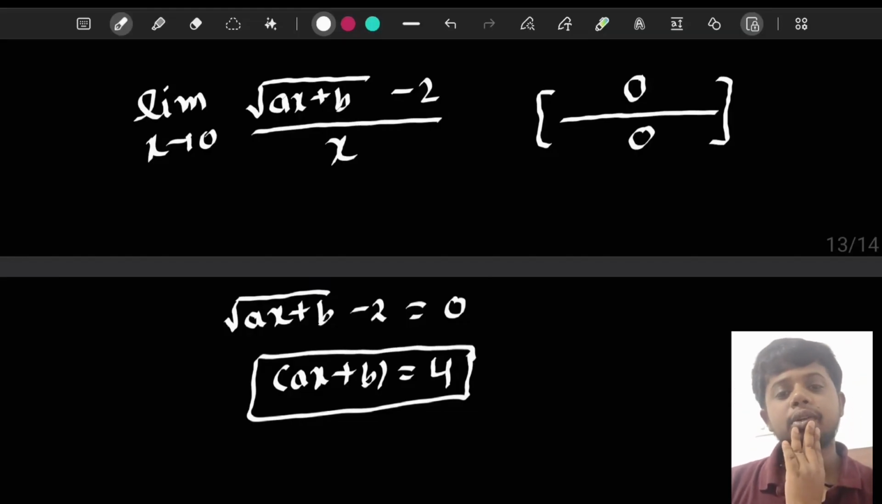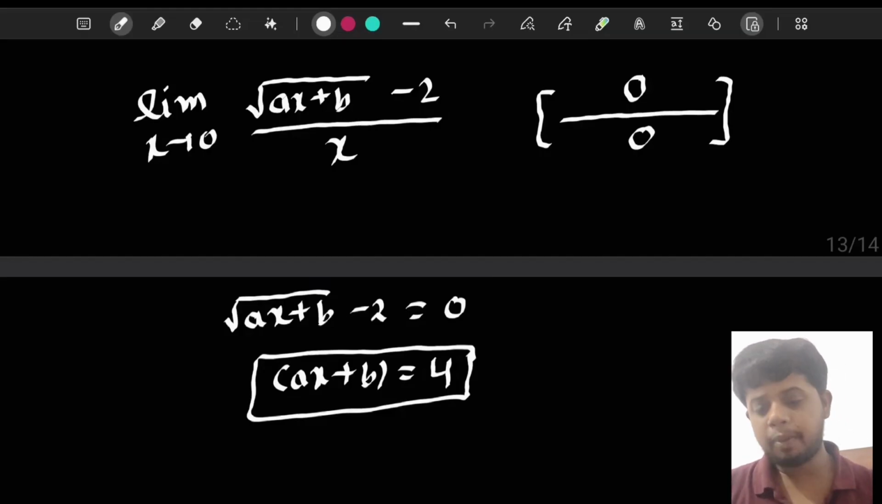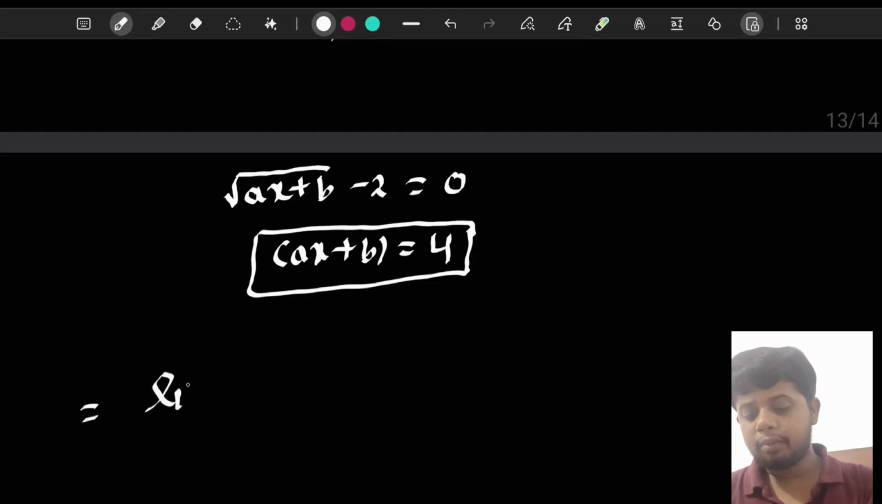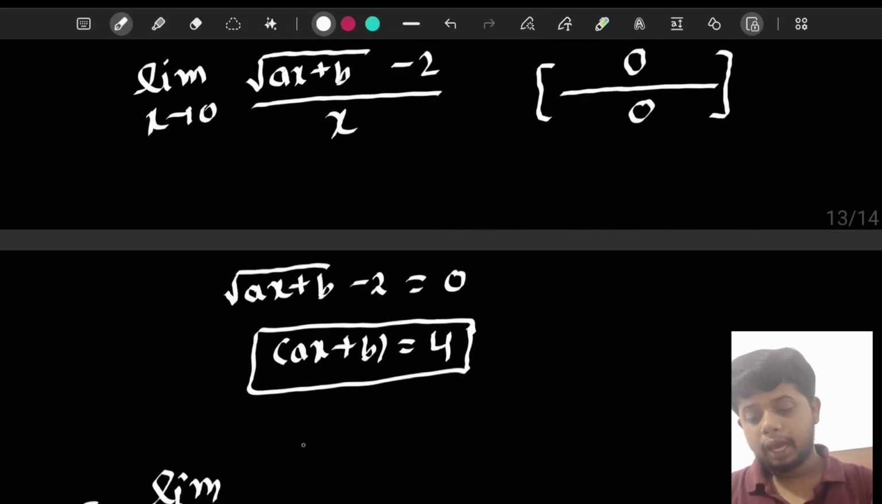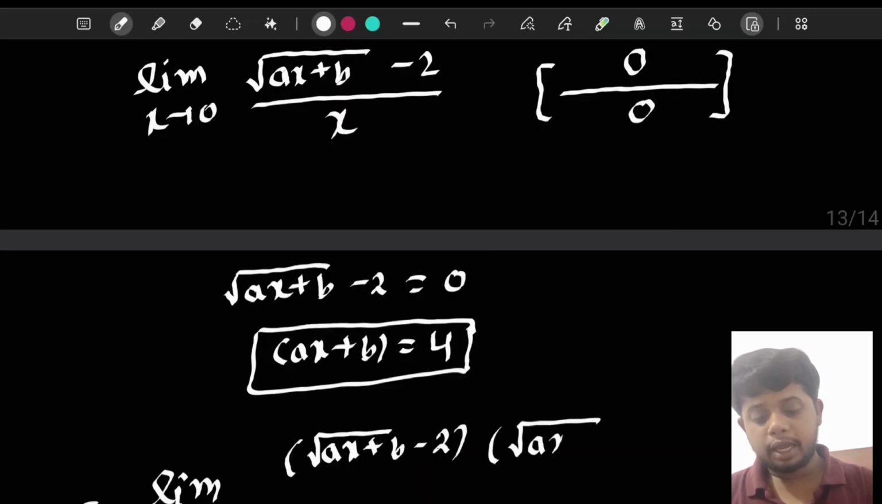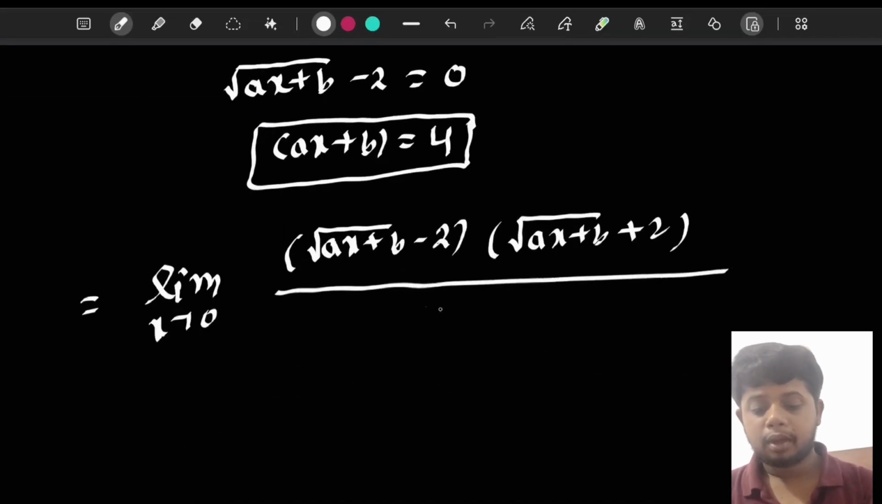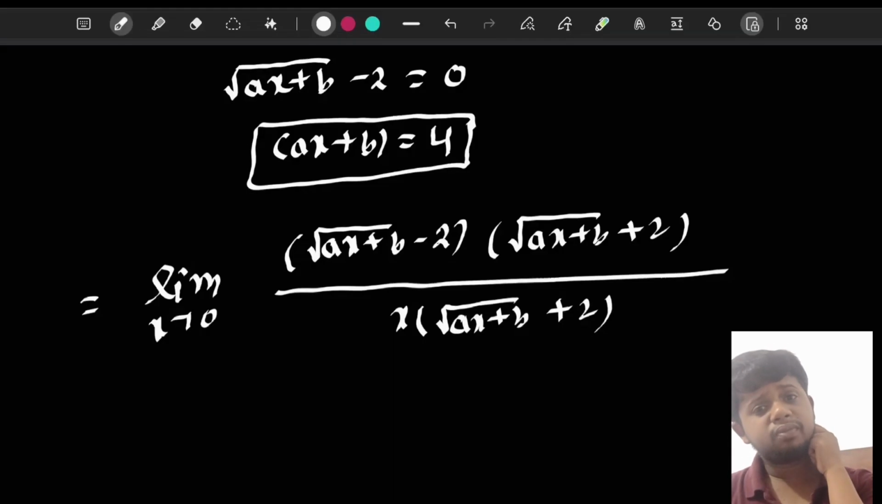Now I'm getting 0 by 0. So if I'm getting 0 by 0, that means we will apply rationalization. Then we'll get limit x tends to 0, under root of ax plus b minus 2 into under root of ax plus b plus 2, by x into under root of ax plus b plus 2. Yes, we'll say yes sir, correct, absolutely correct.